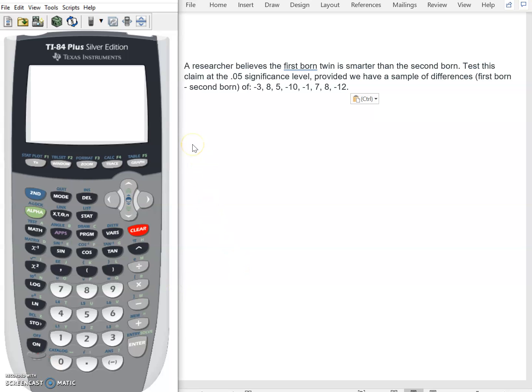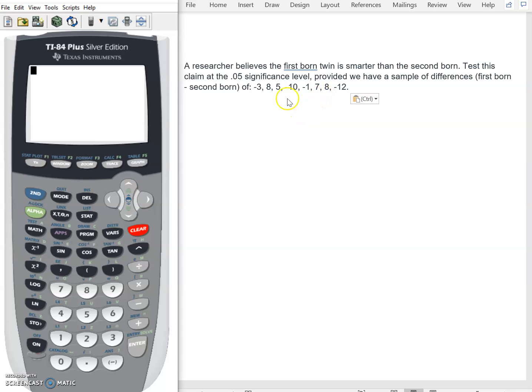Okay, so let's say we've got a researcher who believes, for some odd reason, that the firstborn twin is smarter than the secondborn. If we want to test this claim, so it sounds like a hypothesis test, right? The researcher has a hypothesis. We're going to test this at the 0.05 significance level. We could also say the 5% significance level or the alpha equals 0.05 level.